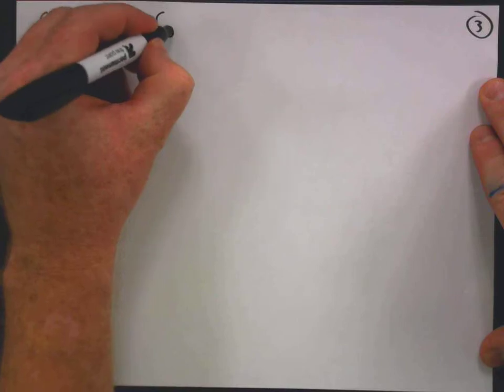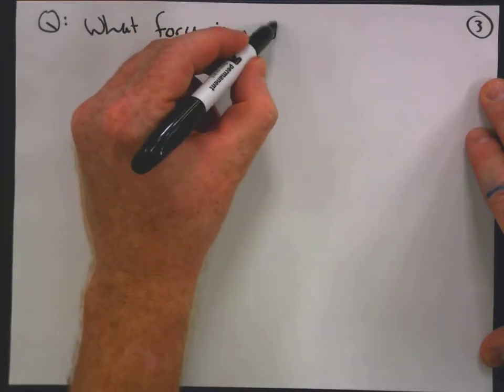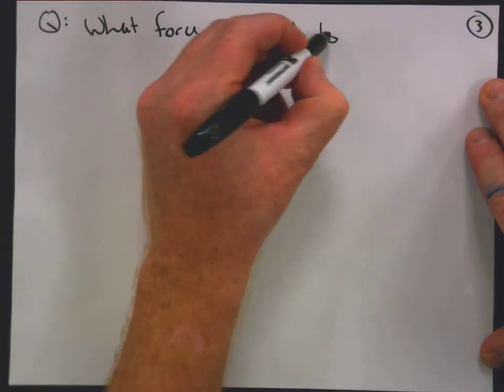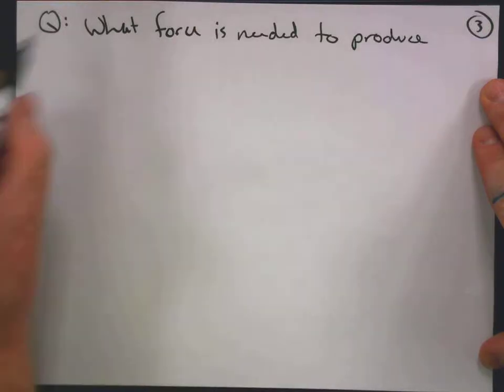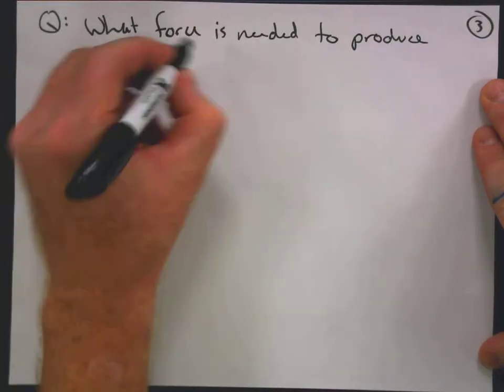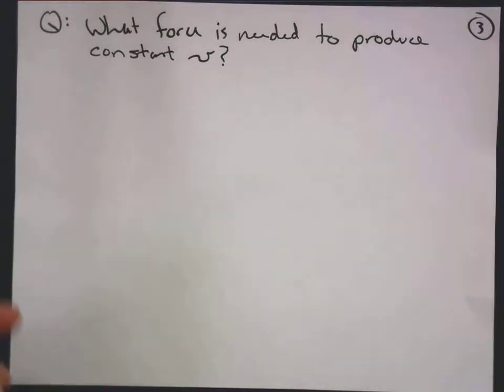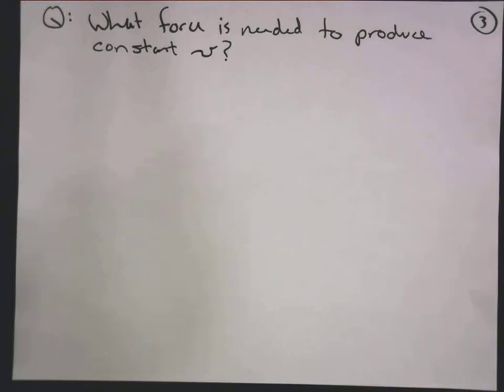What force is needed to produce constant velocity in this situation? In the same situation where the object is being pushed across the surface of the paper.